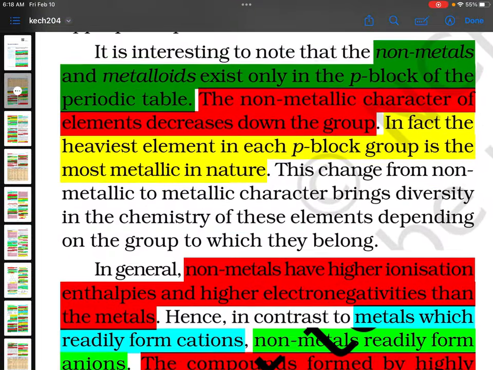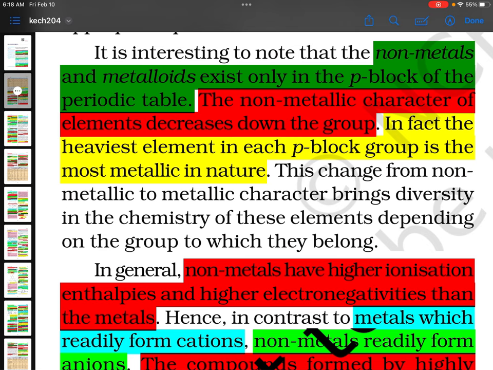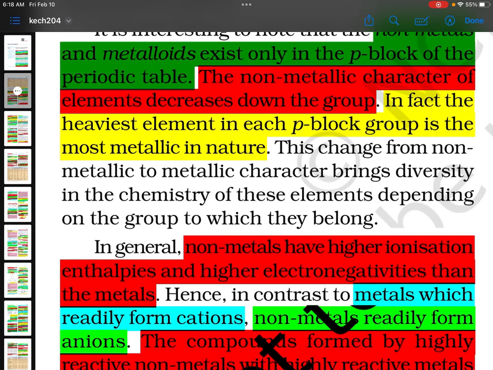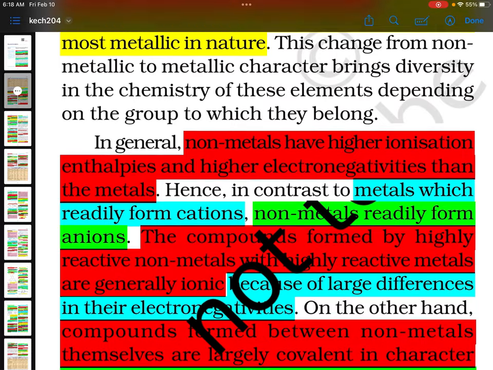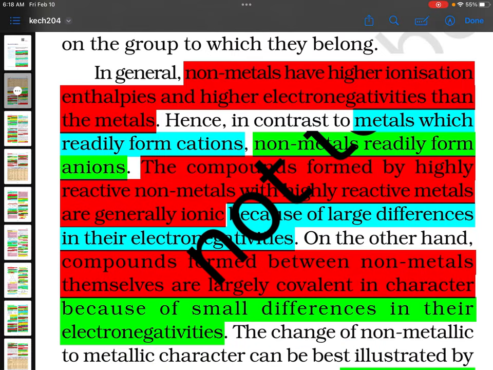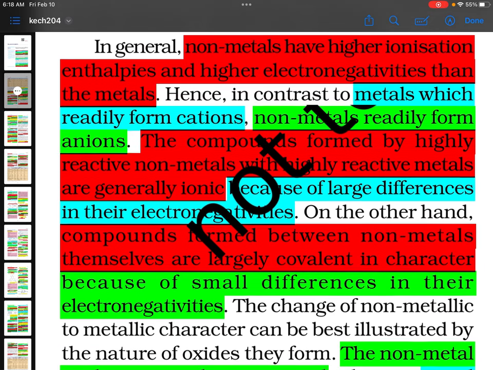Let's see this. Non-metals and metalloids exist in the periodic table. Non-metallic character of elements decreases down the group. In fact, the heaviest element in each p block group is the most metallic in nature. In general, non-metals have higher ionization enthalpies and higher electronegativities. I just read the important lines only, just go through with this. I don't want to disturb you.